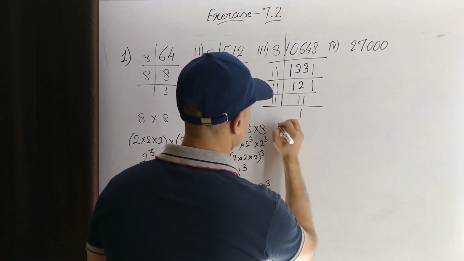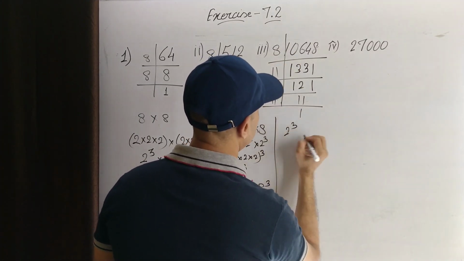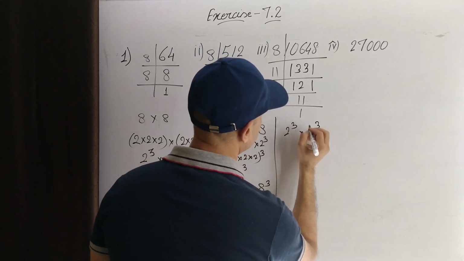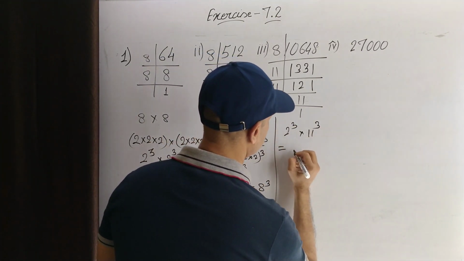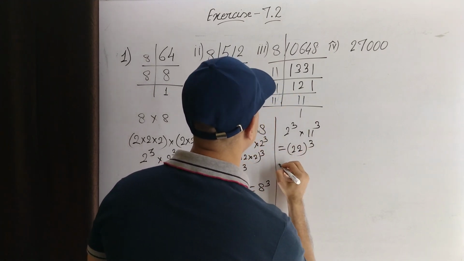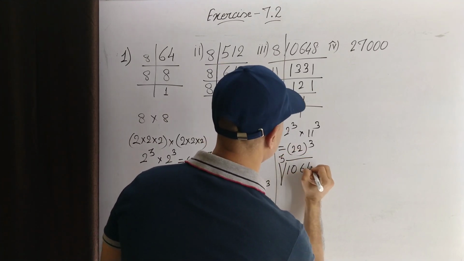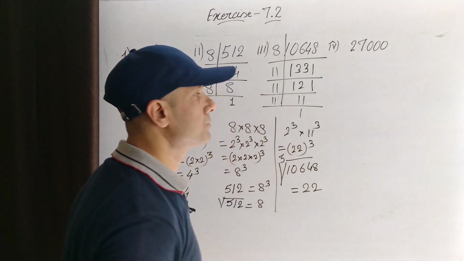So we get the prime factors as 8 is equal to 2 cube and this as 11 cube, and you can write this prime factor in expanded manner while solving in an exam. So we'll get 2 into 11, that is 22 cube. So we have got cube root of 10648 is equal to 22.